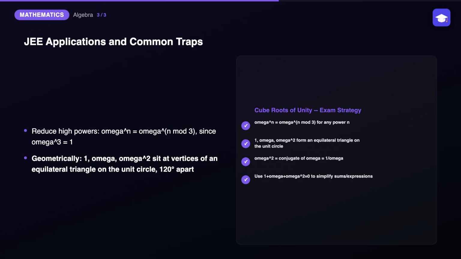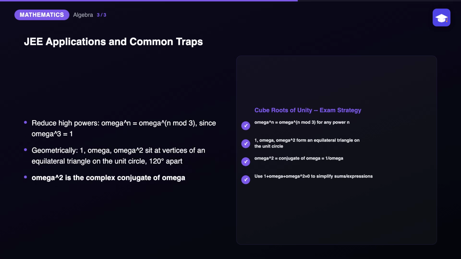A frequently tested trap involves geometric interpretation. On the complex plane, the Argand plane, the three cube roots of unity are positioned at the vertices of an equilateral triangle inscribed in the unit circle, each separated by exactly 120 degrees. This geometric fact is exactly why omega is so useful in problems about rotations and equilateral triangles in coordinate geometry.